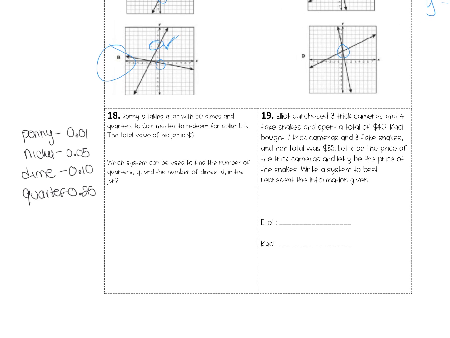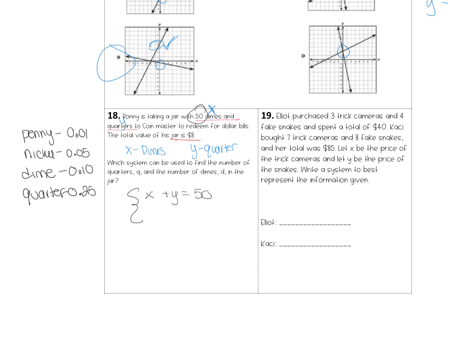So Ronnie is taking a jar of 50 dimes and quarters to Coin Masters to redeem his $8. We always want to define our variables. So I'm going to let X be my dimes, and then Y will be my quarters. It says write a system. So this 50 is coins. My coins are dimes and quarters, and there is 50 coins altogether.